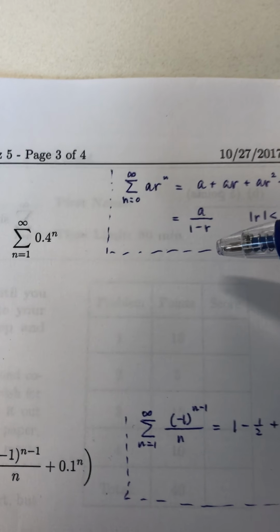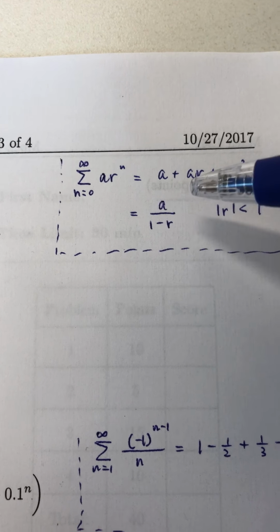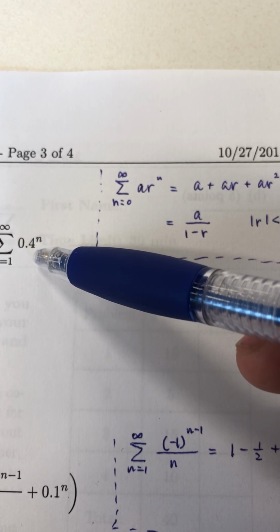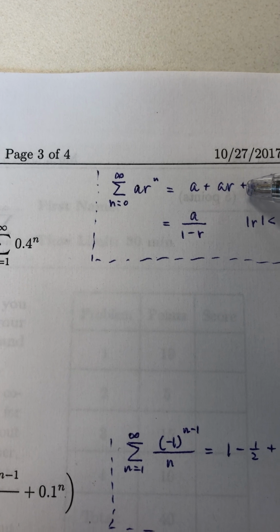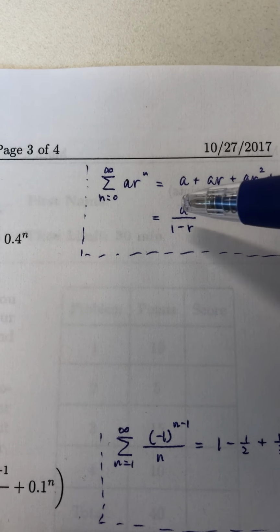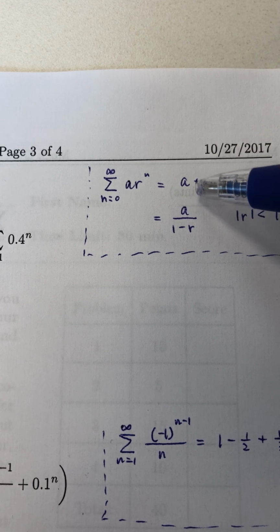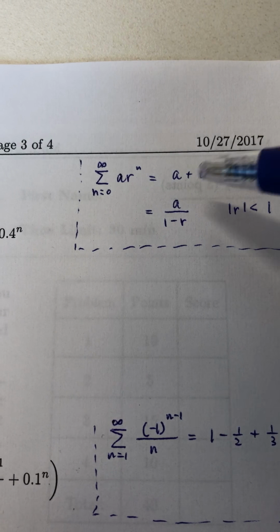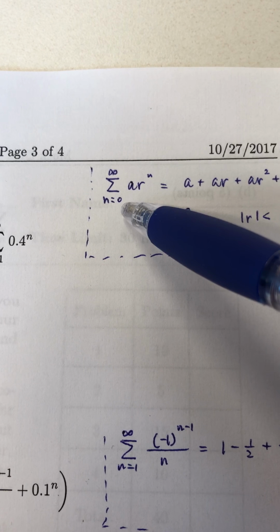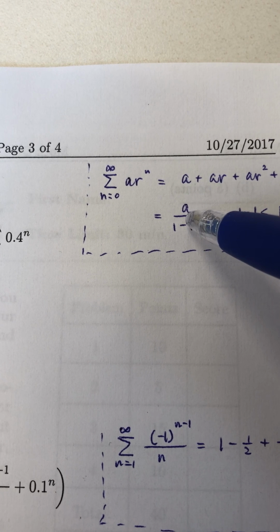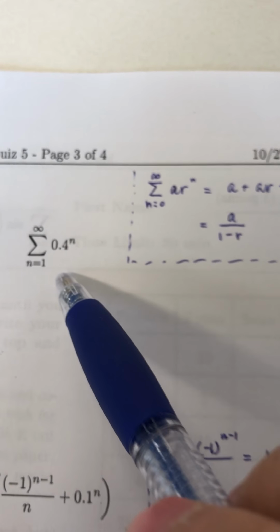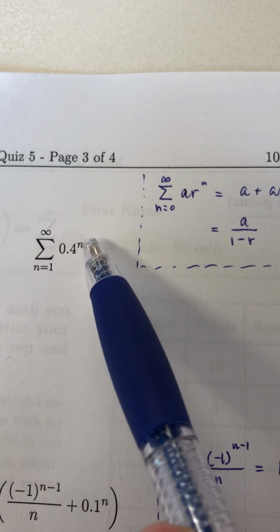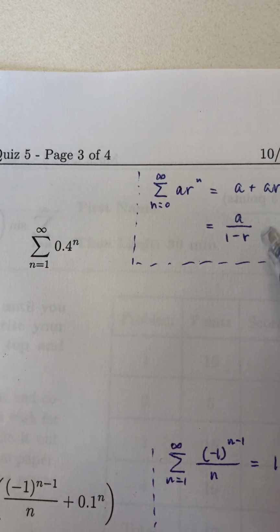The most important part for you is figuring out what r is. In this case, it is obviously equal to 0.4, and it's less than 1 for sure. And also, remember that a in this formula is just the first term in this series. Okay, no matter what it looks like, the first term is a. So in this question, see that when n is equal to 1, you get 0.4 to the 1, which is 0.4. And that will be the value of a.